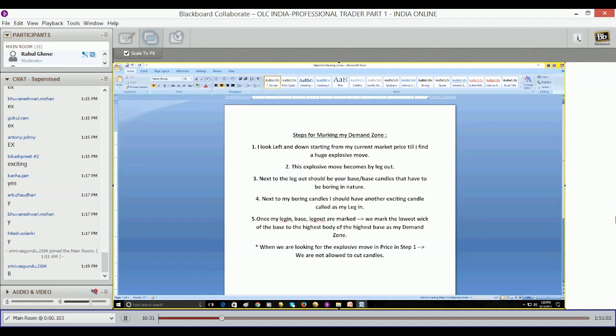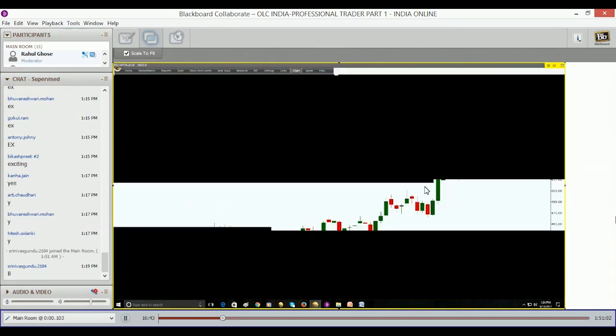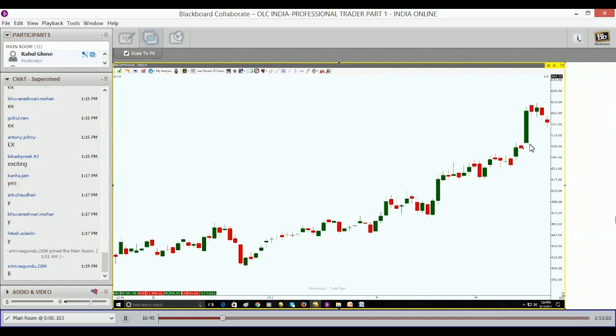Okay, and let's do this exercise once again for Reliance Capital. Now I wanted to mark my demand zone in Reliance Capital. Step number 1 is I start with my current market price. I look left and down till I find a huge rally.